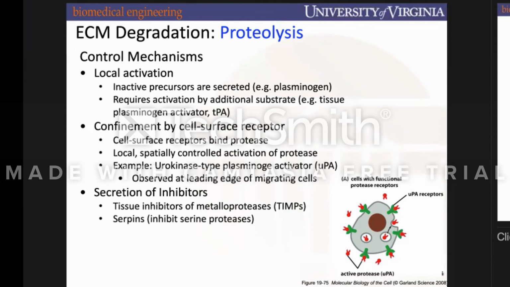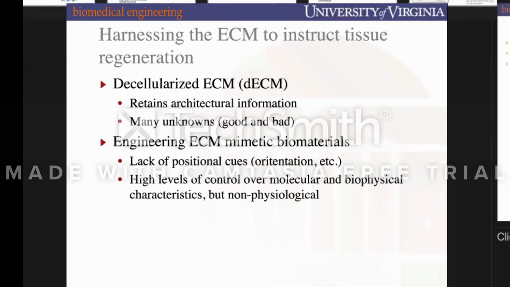So taking this all the way back to regenerative medicine and tissue engineering, how is all of this used in regenerative medicine and tissue engineering? One way that this is used is the ECMs will have tissues that have been collected and will totally decellularize that organ or that piece of tissue.